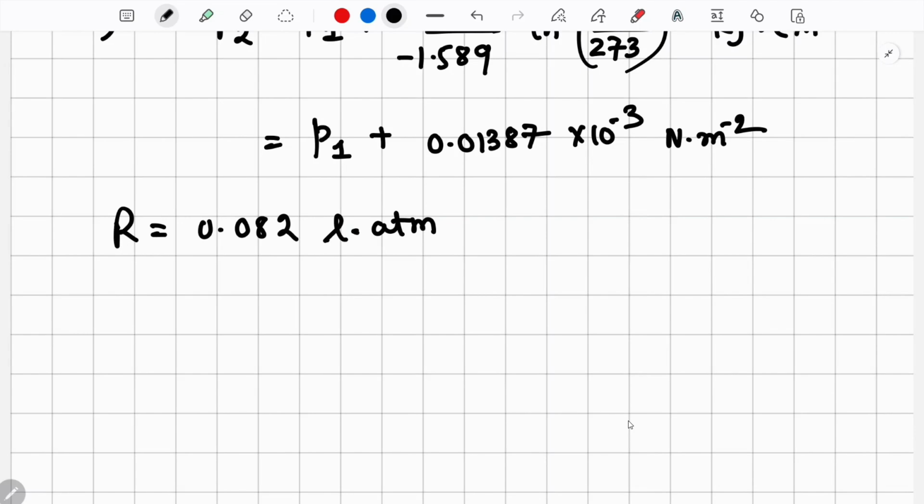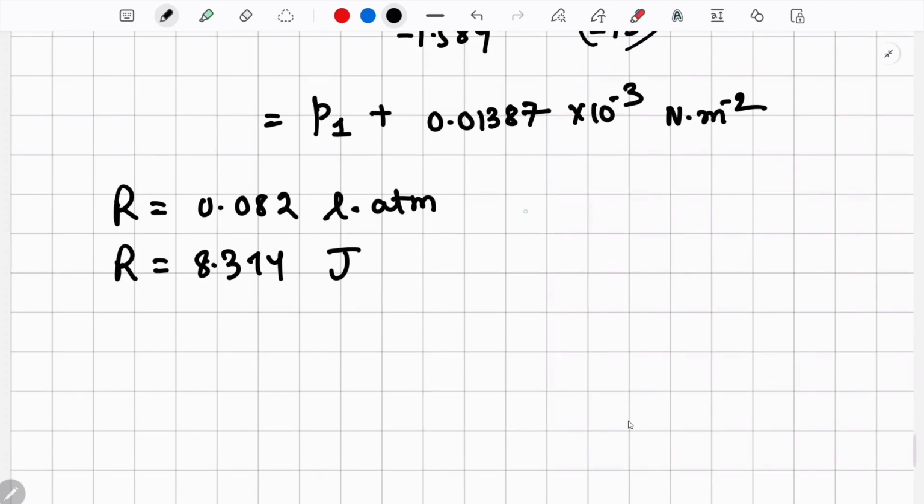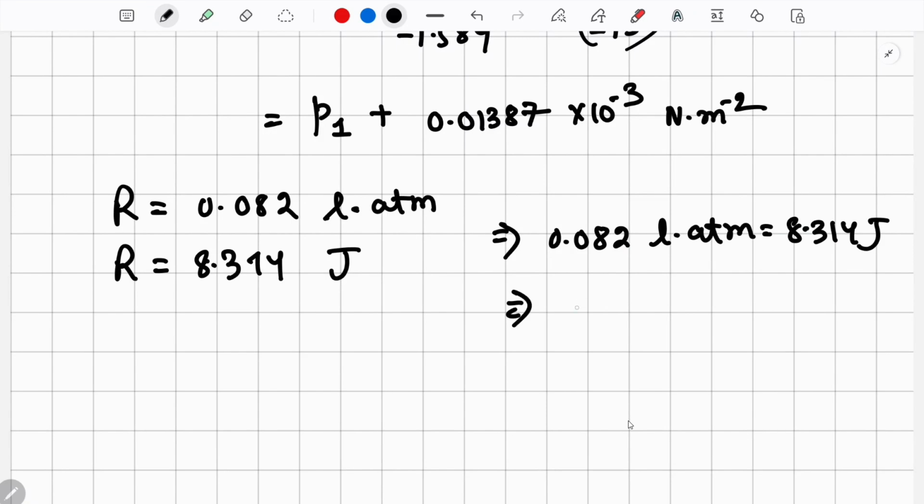And also R is 8.314 joule. So now you can compare. Then you can write it from here. So 0.082 liter ATM is equal to 8.314 joule, correct? So 1 liter ATM is 8.314 by 0.082 joule. Calculate it.